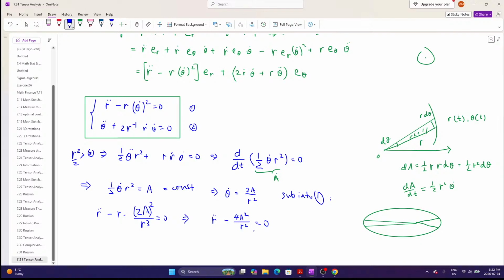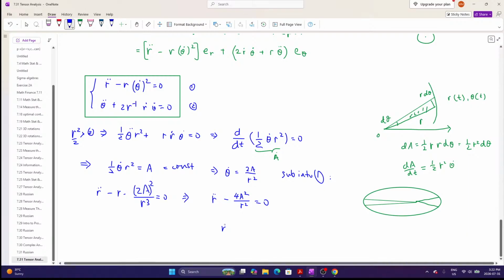Can we solve this? What does it feel like? This feels like the equation of motion under gravity, or some kind of inverse square law. r double dot feels like acceleration, right? 4a squared over r squared feels like a force that satisfies the inverse square law. Is there a nice solution for that? I don't think so.